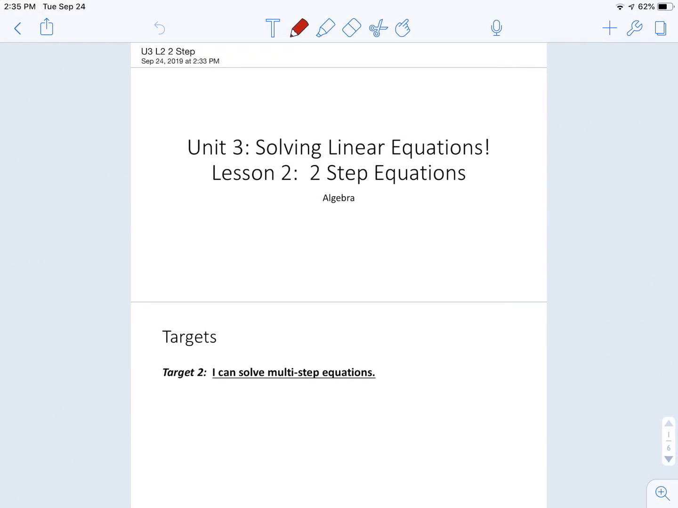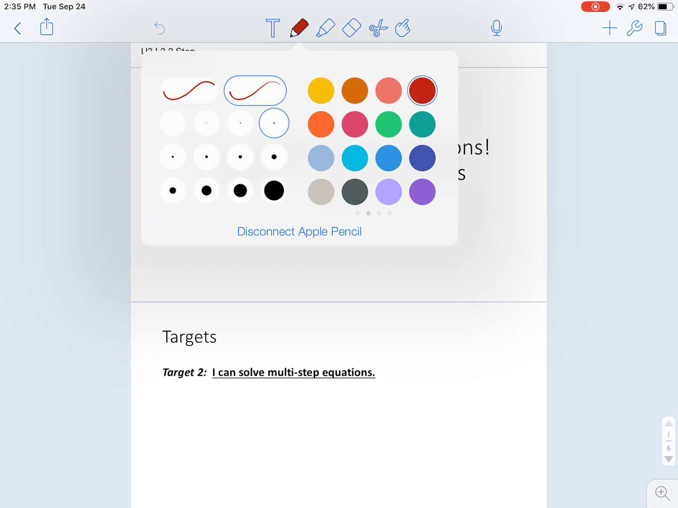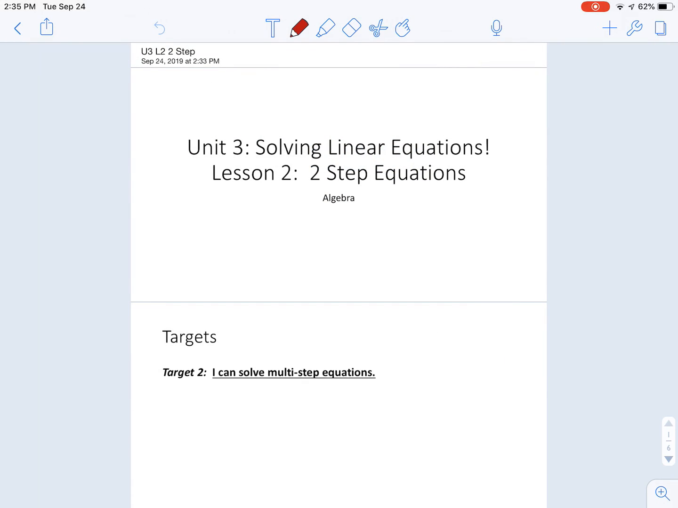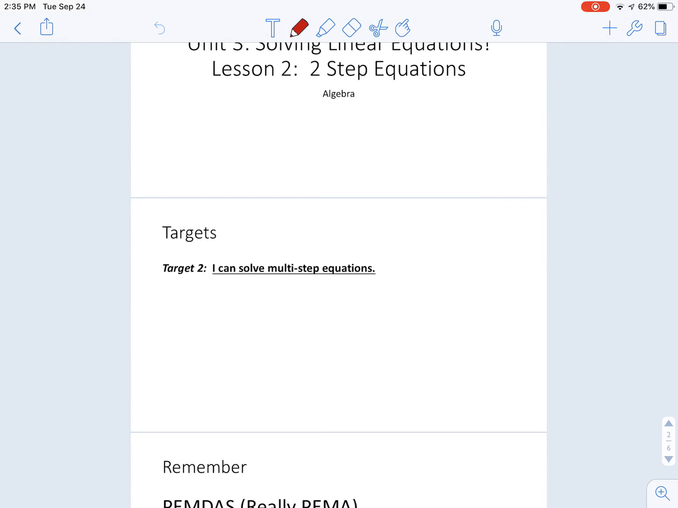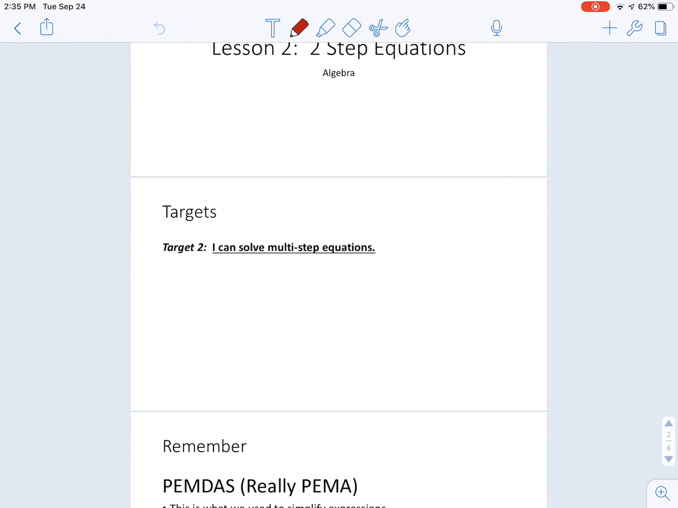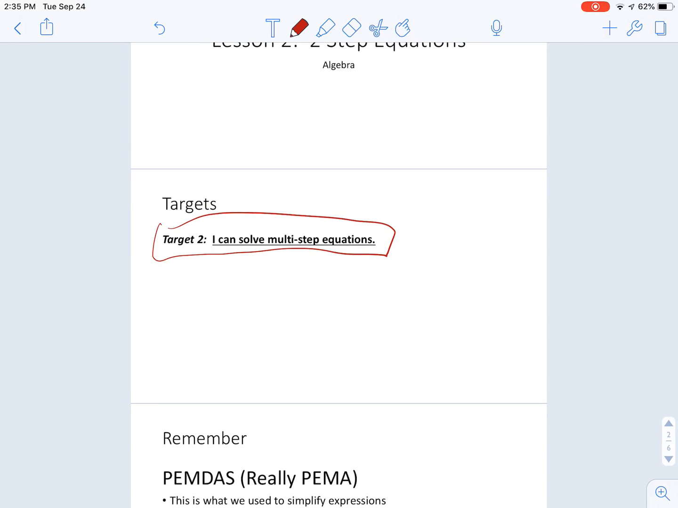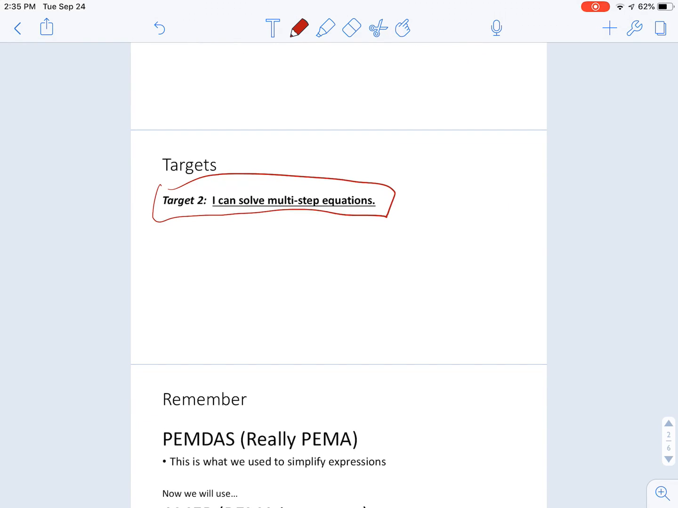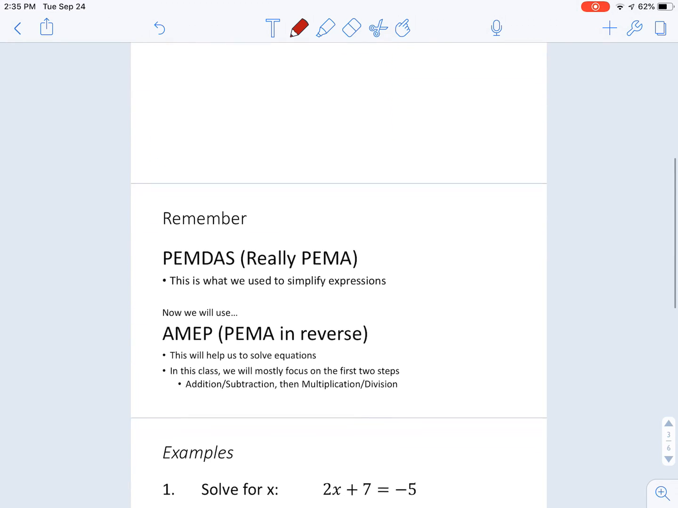All right, this is a video lesson for Unit 3, Lesson 2, which is two-step equations. So a little bit of a step up on what we were doing before. We are now not just going to have one thing to do in a problem, but multiple things to do. This is part of the target: I can solve multi-step equations. This target will be covered in a couple of lessons because we'll start off with two-step, and then we'll move into problems that have even more than two steps.